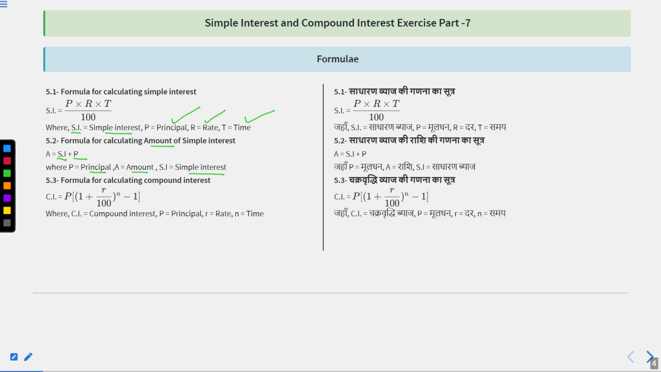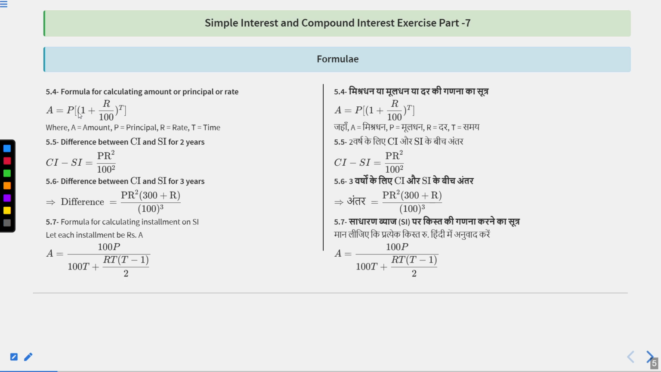So formula of compound interest, CI equals P in the bracket 1 plus R upon 100 to the power n minus 1, where CI is compound interest, P is principal, R is rate of interest and n represents time. Clear? Next formula is A equals P in the bracket 1 plus R upon 100 to the power T for calculating amount in compound interest. Clear? A represents amount, P represents principal, R is rate of interest and T is time.